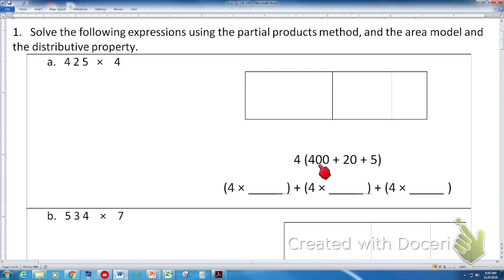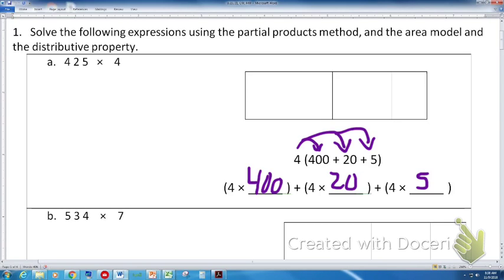We broke down 425 into 400 plus 20 plus 5. We broke it down based off of the place value chart that we used in lesson number 8. So we just broke it down into place value: 400, 20, and 5. We're going to multiply 4 to all of these. That is the distributive property. So 4 times 400, 4 times 20, and 4 times 5.